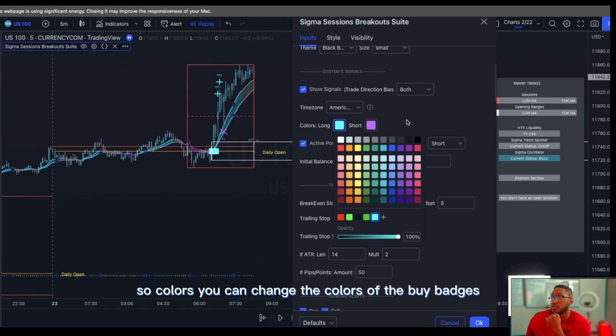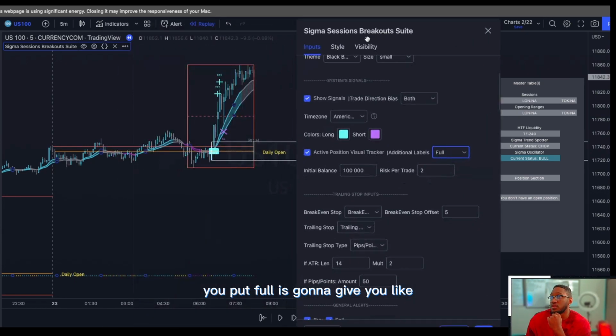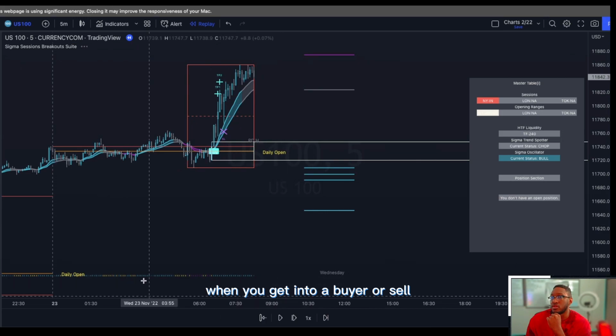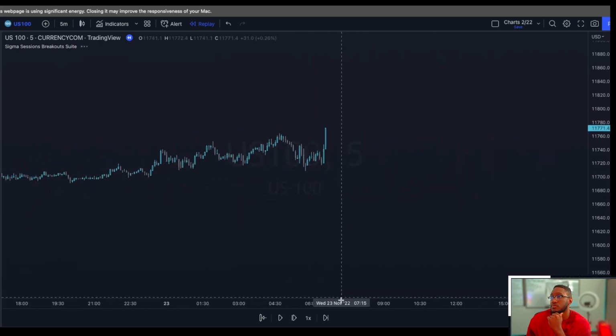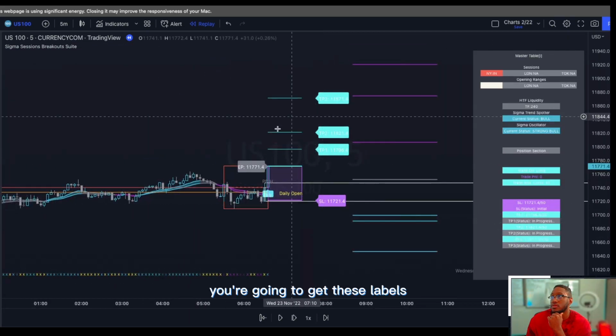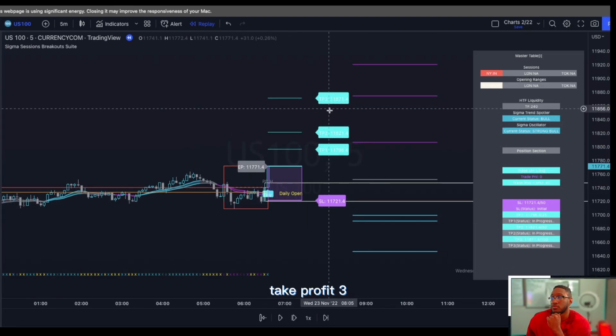So colors, you can change the colors of the buy badges and the short badges. Active position visual tracker, additional labels. When you put full, it's gonna give you labels when you get into a buy or a sell. So we press replay here, get into this buy. You're gonna get these labels: stop loss, take profit 1, take profit 2, take profit 3.